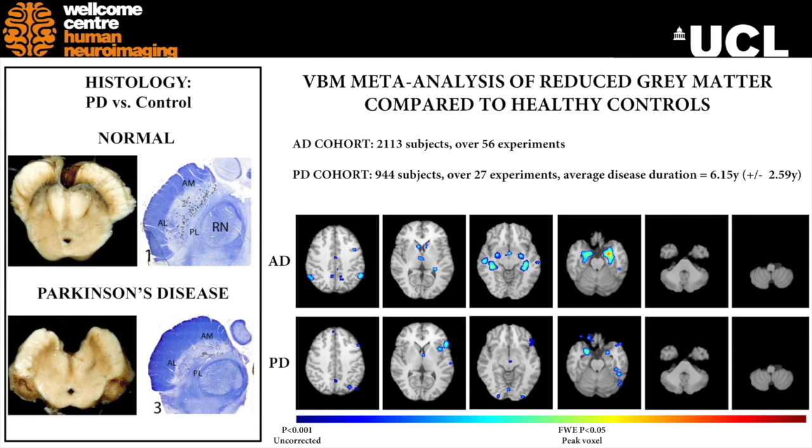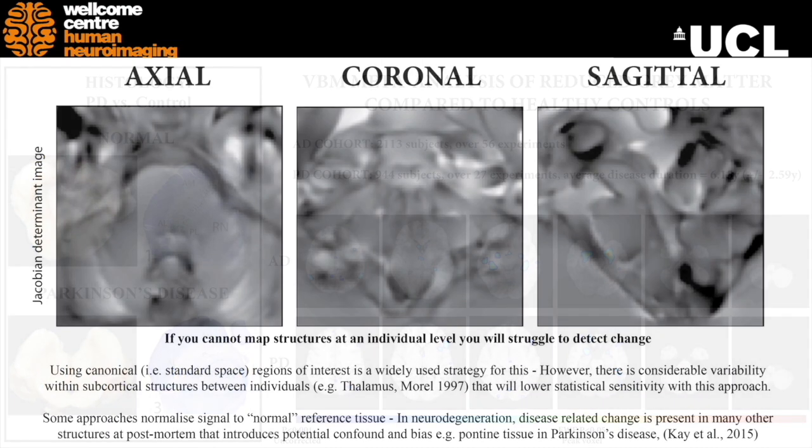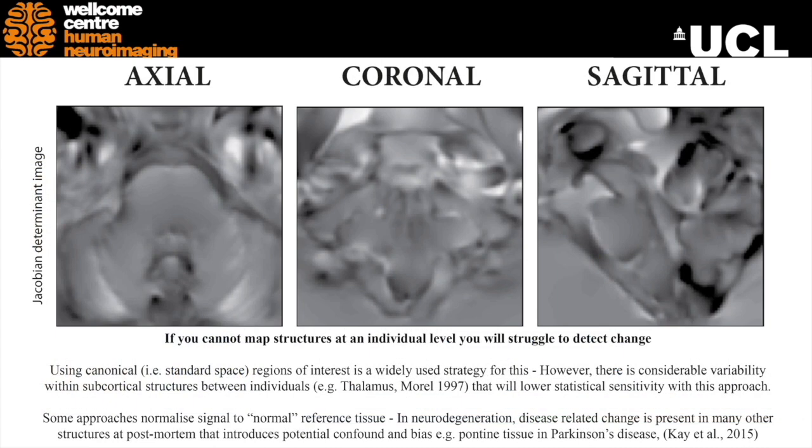And yet, in a meta-analysis of the VBM studies performed in this condition, containing nearly 1,000 subjects, this finding is notably absent. And this stands in stark contrast to Alzheimer's disease, where they've been very successful and been able to recapitulate the histological hallmarks of this disease, namely the anterior medial temporal lobe and hippocampal atrophy. And the reason underpinning this discrepancy is deceptively simple.